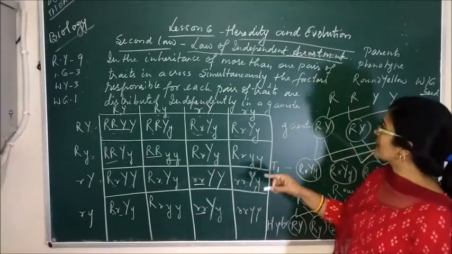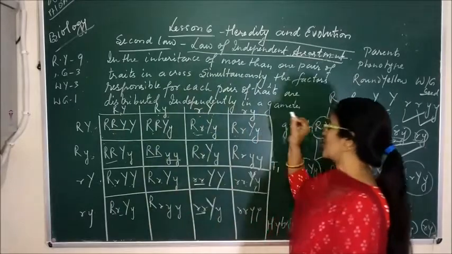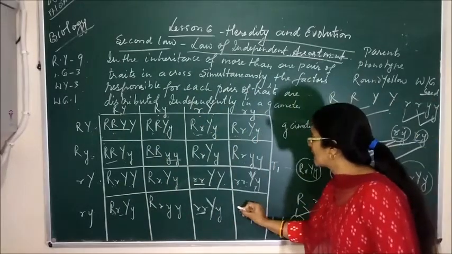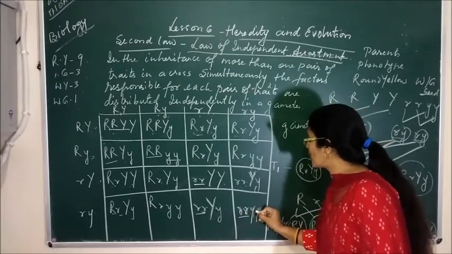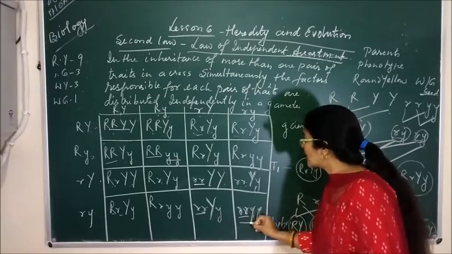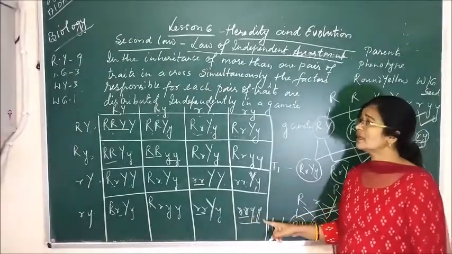And in the last case we can see both are recessive, that is the color as well as the shape of the seed. That is wrinkled, both are recessive, small r, and both small y means it is green. So wrinkled green. So only one part of the plants produced will be wrinkled green.